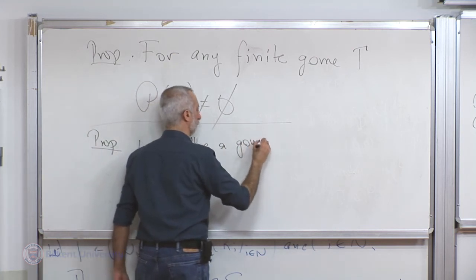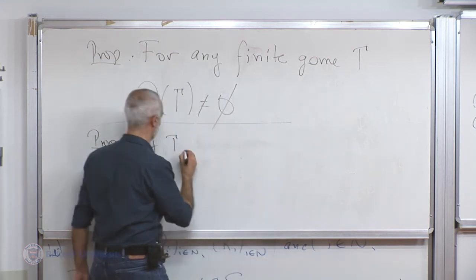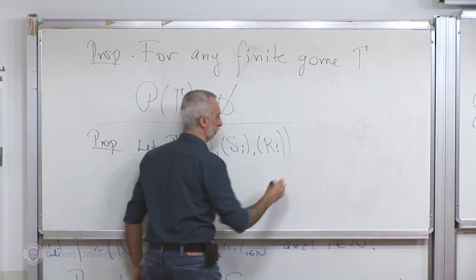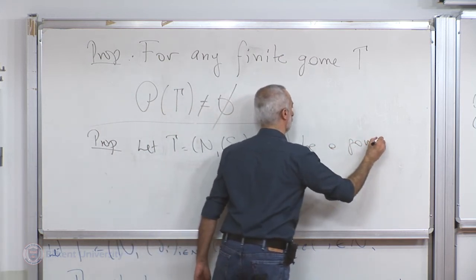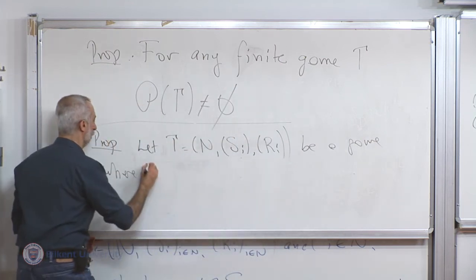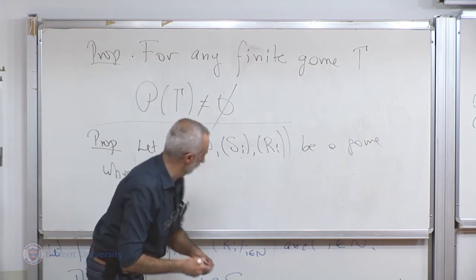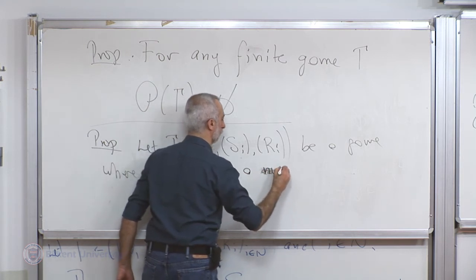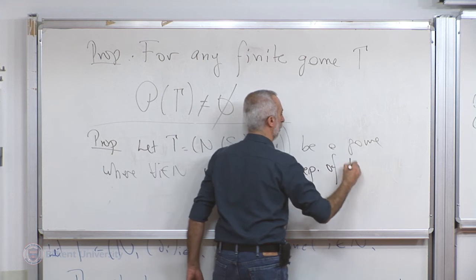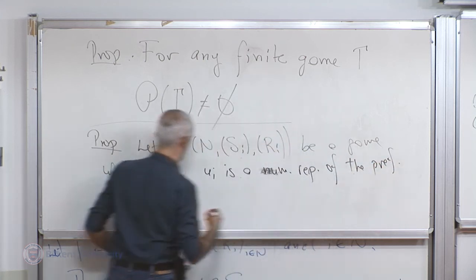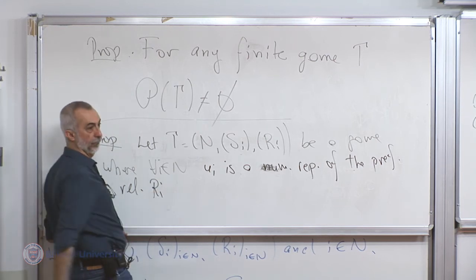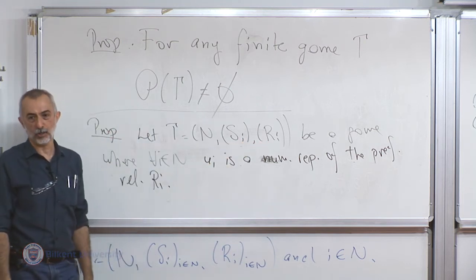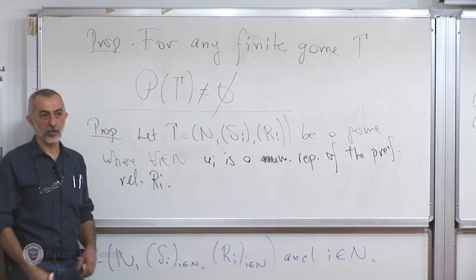Let me write it like this. Where for each agent, Ui is a numerical representation of the preference relation Ri. So rather than working with preferences, let's take numeric representations. Now we'll see one of the powers of numeric representations.